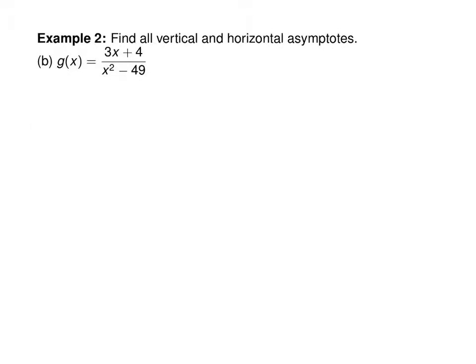Okay, this one. So vertical asymptotes occur where the denominator is equal to 0. So let's just factor that denominator. How does that denominator factor? X plus 7, x minus 7. Great. And you can see that nothing's going to cancel the 3x plus 4, right?